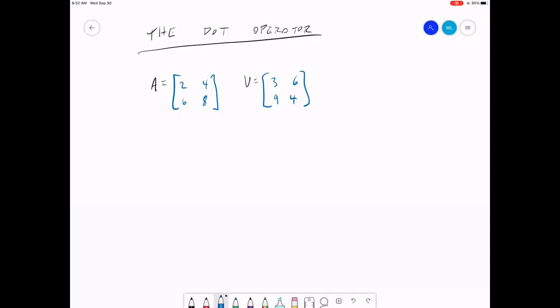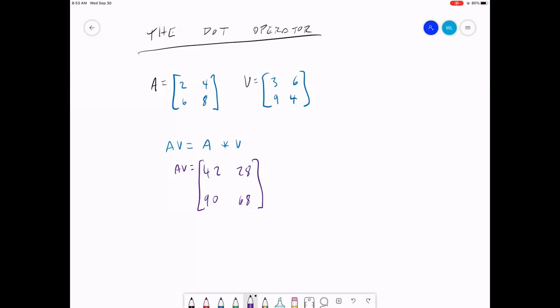Okay, so let's say we want to do A times V. So that's going to be A times V. Now, if you punch this into MATLAB exactly like that, you're going to get an answer that looks like this. AV equals 42, 28, 90, and 68. This is if you are doing proper matrix multiplication, multiplying matrix A by matrix V, this is what you'd get.